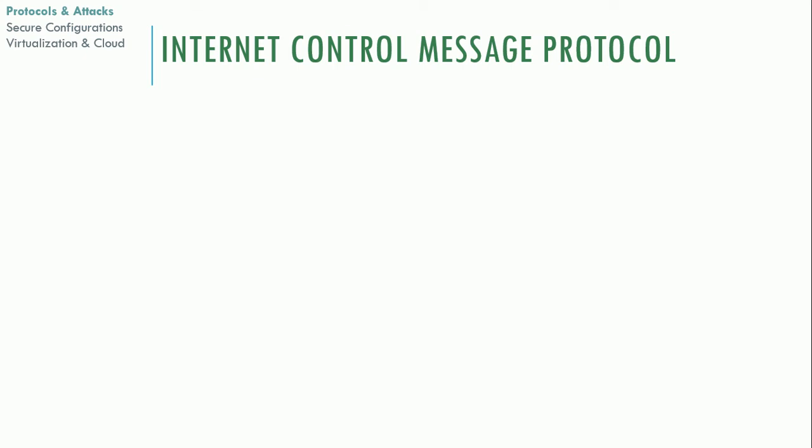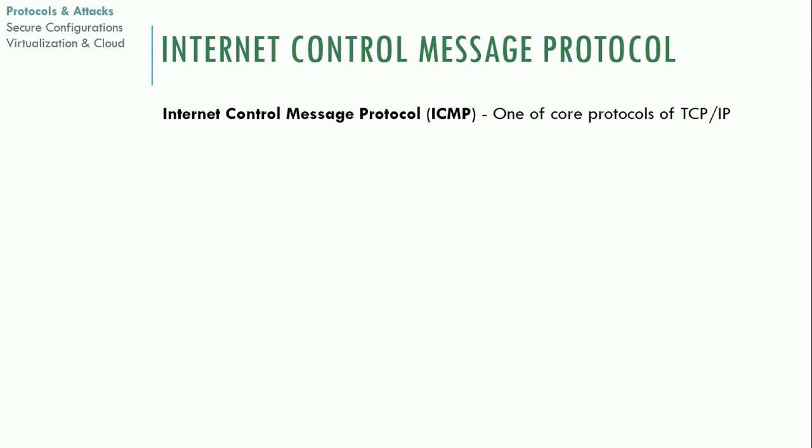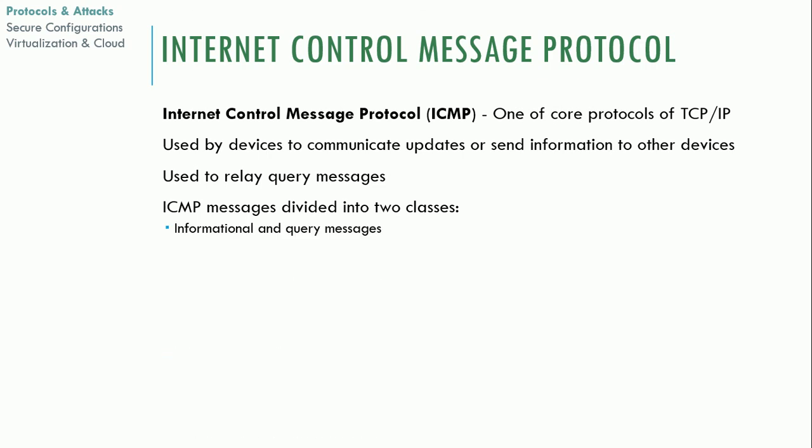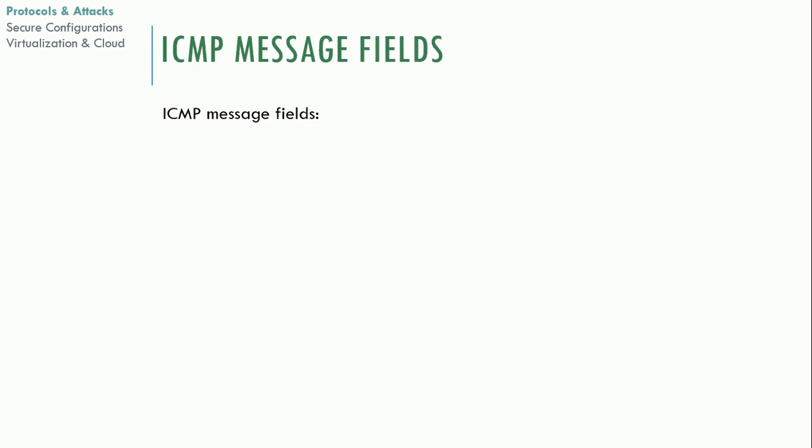One is the Internet Control Message Protocol, and this sort of sits outside of TCP/IP. It uses IP, right? So it uses the IP protocol, but it does not rely on TCP or UDP, which is the other part of the suite. It is only IP. Basically, it's used by devices to communicate updates or send information to other devices. So this is how things like routers and switches communicate with one another, and how we do some troubleshooting on our networks. These ICMP messages are basically divided into 2 classes. You have informational and query messages, and then error messages.